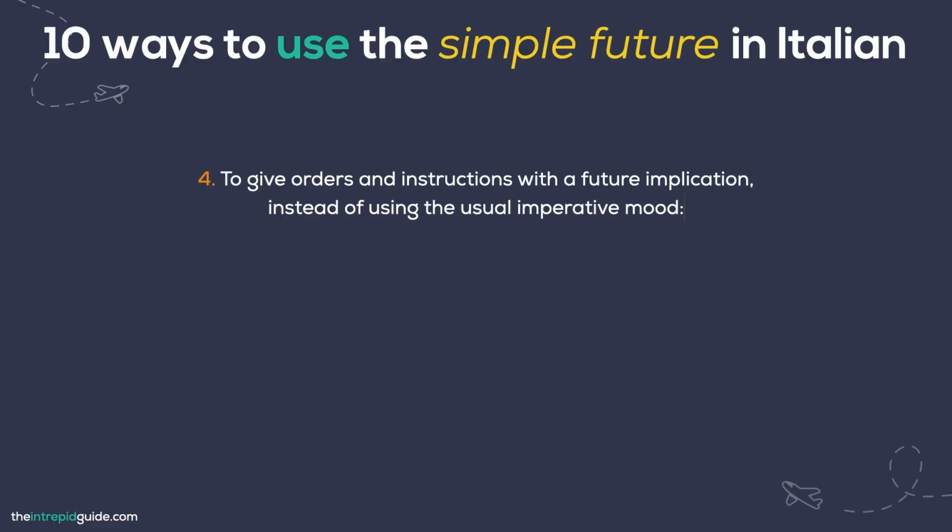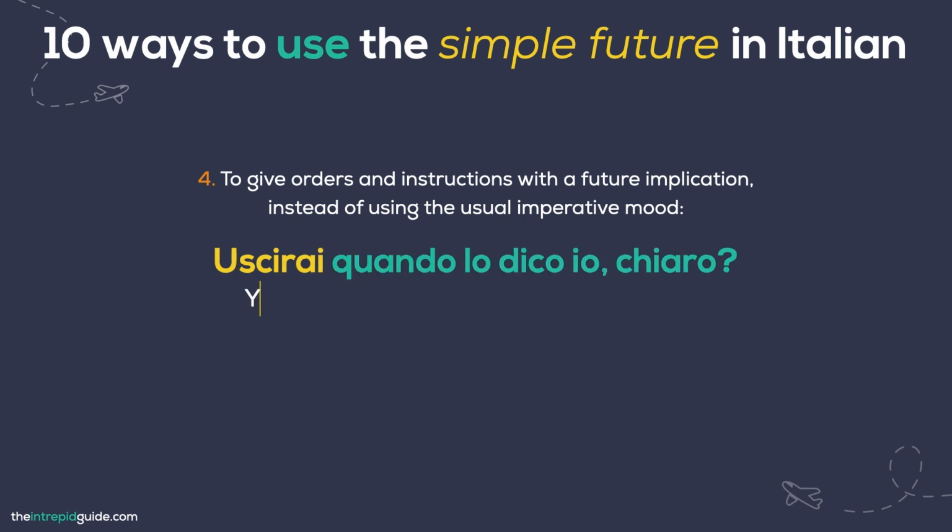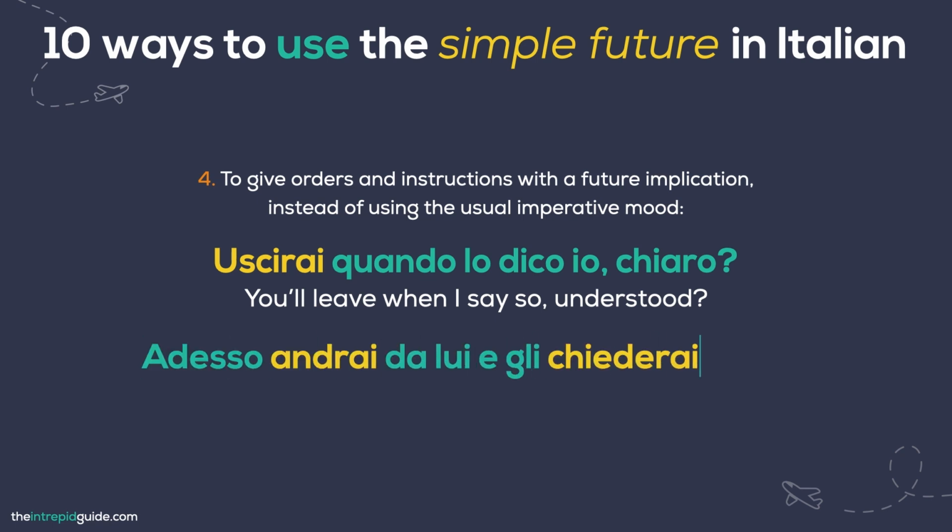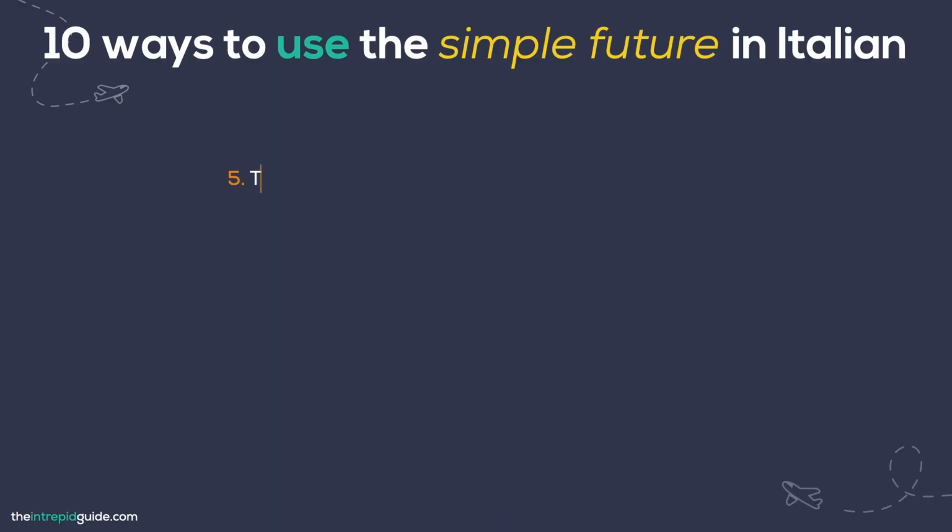It's also used to give orders and instructions with the future implication instead of using the usual imperative form. Take a look. Uscirai quando lo dico io. Chiaro? You'll leave when I say so. Understood? Adesso andrai da lui e gli chiederai scusa. Now you'll go to him and apologize. Now, to learn more about how and when to use the imperative in Italian, make sure you watch my video lesson right here.